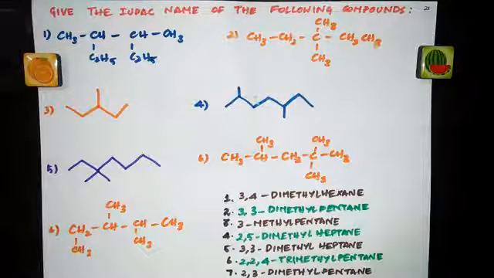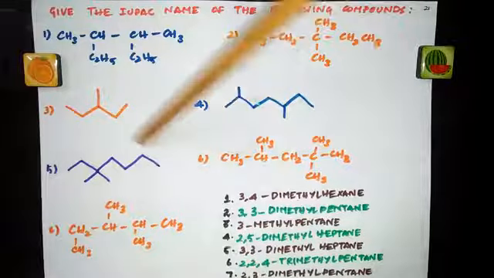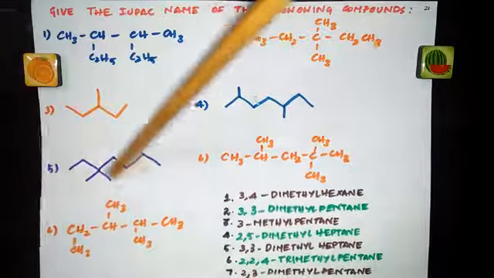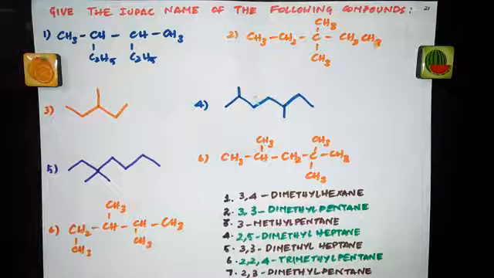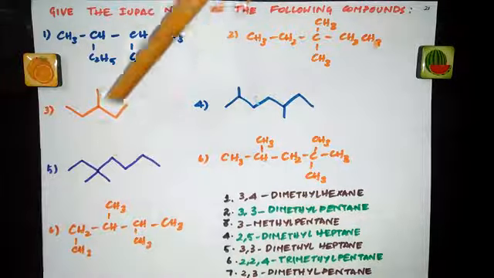So first choose the parent chain and then number it in such a way that the substituents get the least position. If you number from this side 1, 2, 3, 4, 5, substituents will get 5th position. So that's not right. So numbering from this side is proper.